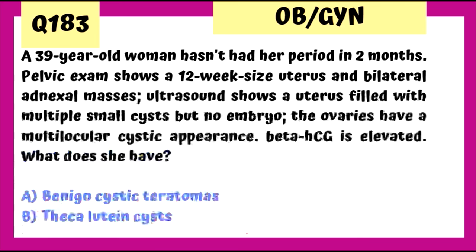Question 183, a 39-year-old woman hasn't had her period in 2 months. Pelvic exam shows a 12-week size uterus and bilateral theca lutein cysts. Ultrasound shows uterus filled with multiple small cysts but no embryo. The ovaries have a multilocular cystic appearance. Beta HCG is elevated.